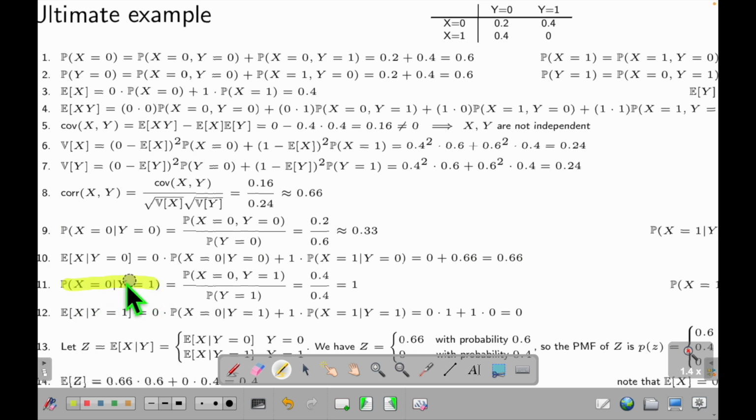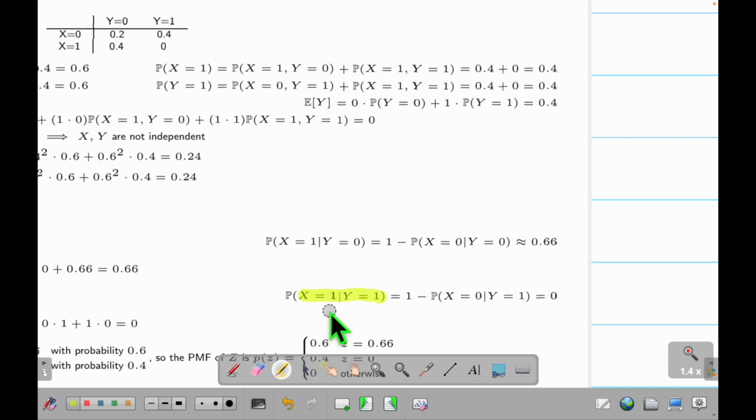The conditional probability of x equals 0 given that y is 1. By definition, this is the joint x0, y1 divided by the marginal y1. The joint x0, y1 is this number, 0.4. And marginal y1 means we don't care about x, we only care about y1, so it will be the whole column, which is 0.4. So it's 0.4 divided by 0.4, which is 1. That means, given that y is 1, there is a 100% chance x is 0.